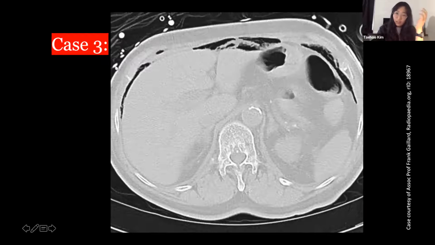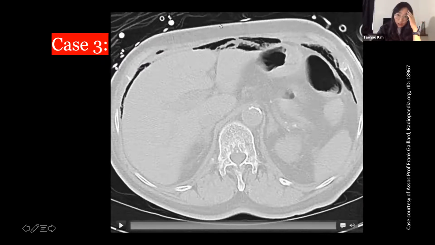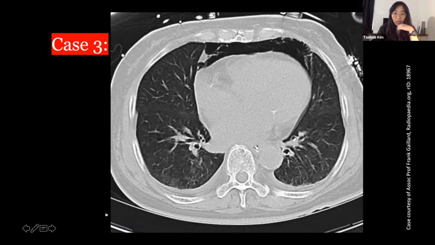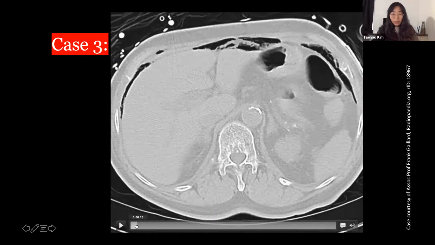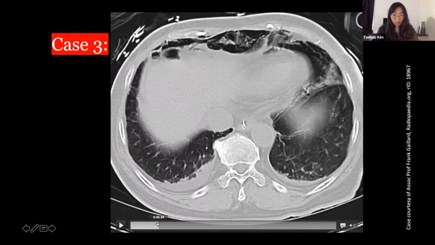Now, this is another case. So you already see that this is a lung window. It shows very well the free air under diaphragm. All this is free air. Now, instead of going down, I'm gonna go up. Can you deduce, oh sorry, it's going really fast. I'm gonna do it again. Can you deduce what could be the cause of pneumoperitoneum here?